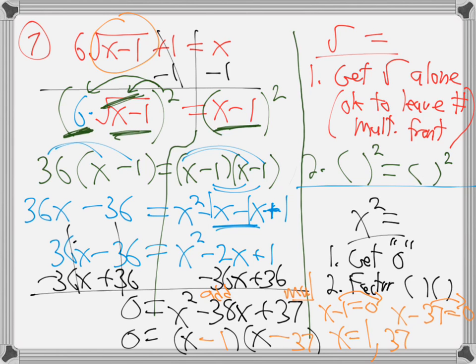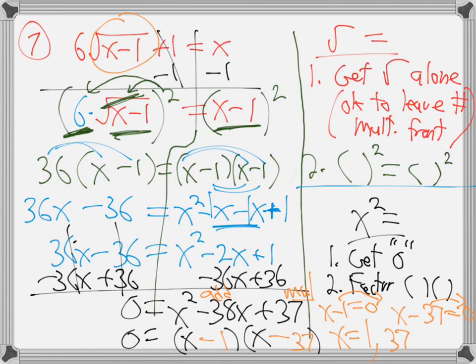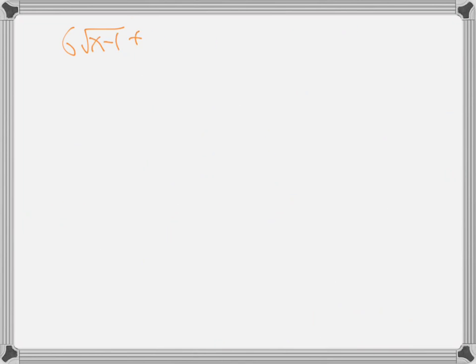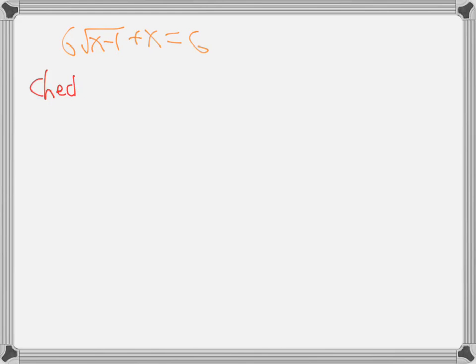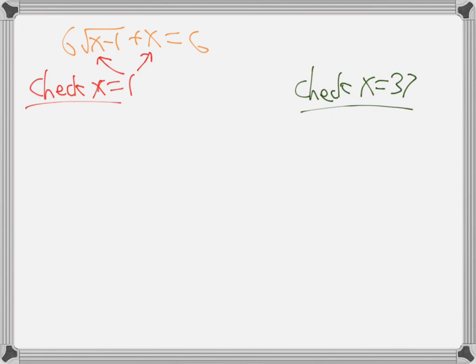All right, so yeah, they're both good, it turns out. Let's go, I'll do it with you though. Let's go check them. So 6 root of x minus 1, plus 1. I'm going to check x equals 1, and then over here, I'm going to check 37, right? All right, we good? So let's check them. Put in the 1. Everywhere you've got x, put in 1.